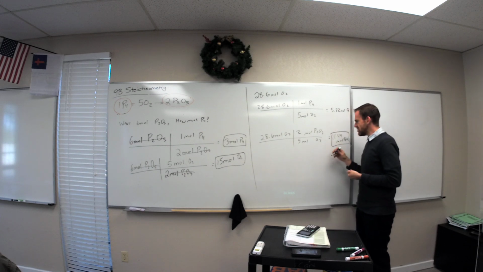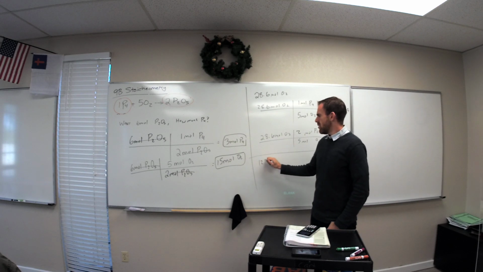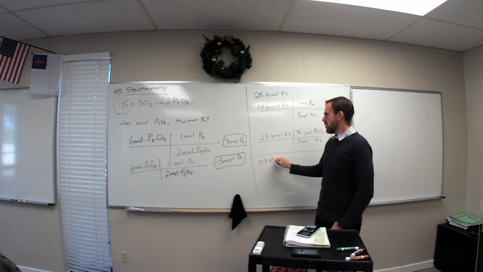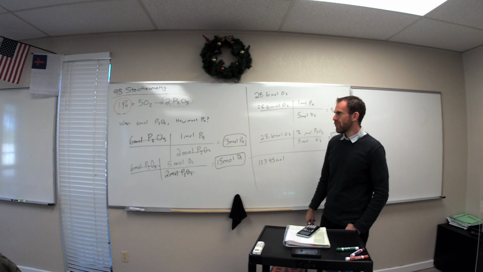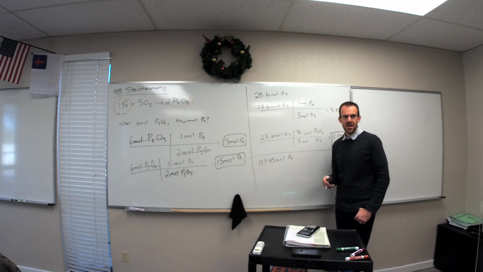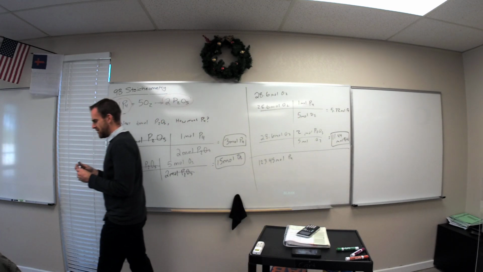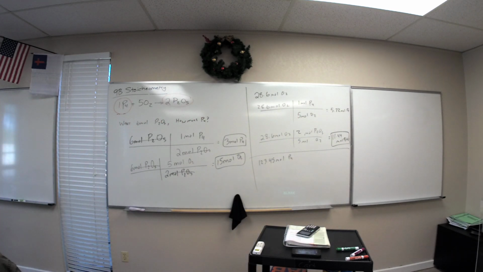Okay, so let's try this now. Suppose we have 123.45 mole of P4. Tell me how much oxygen I need and how much diphosphorus pentoxide I will get.